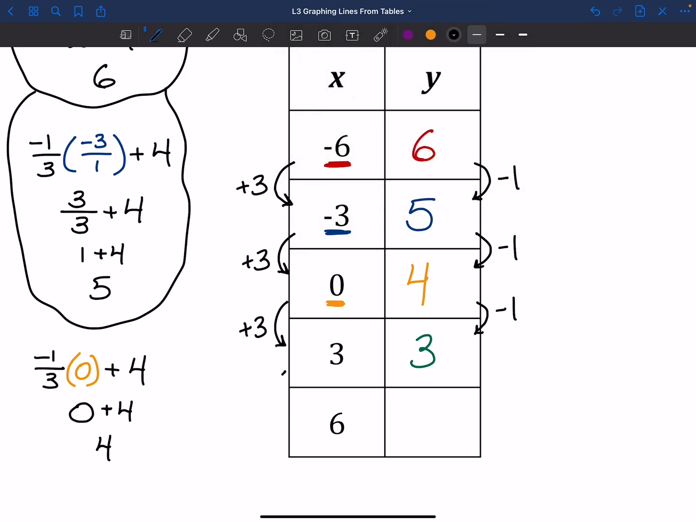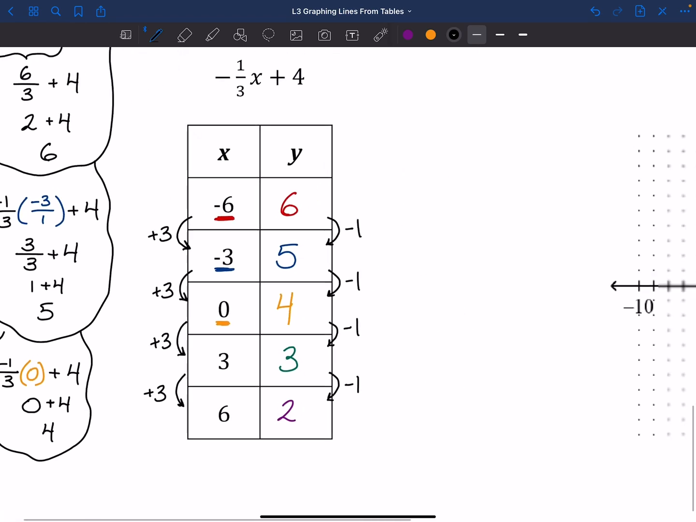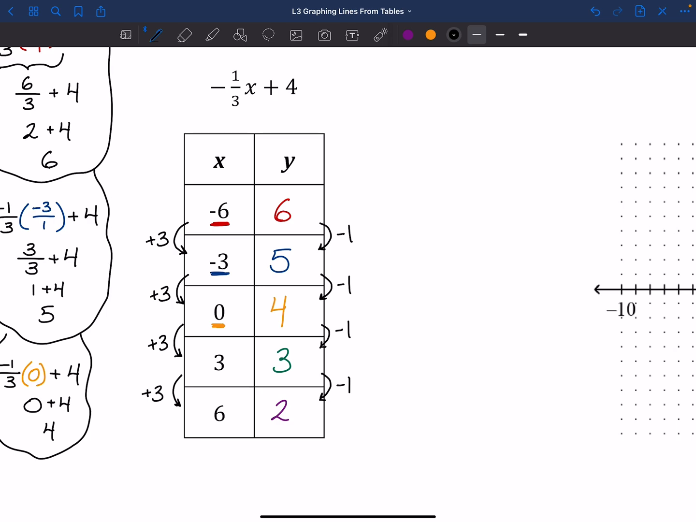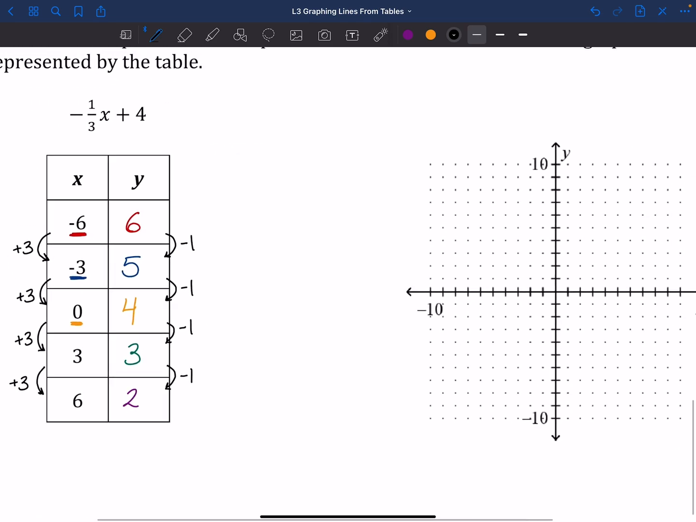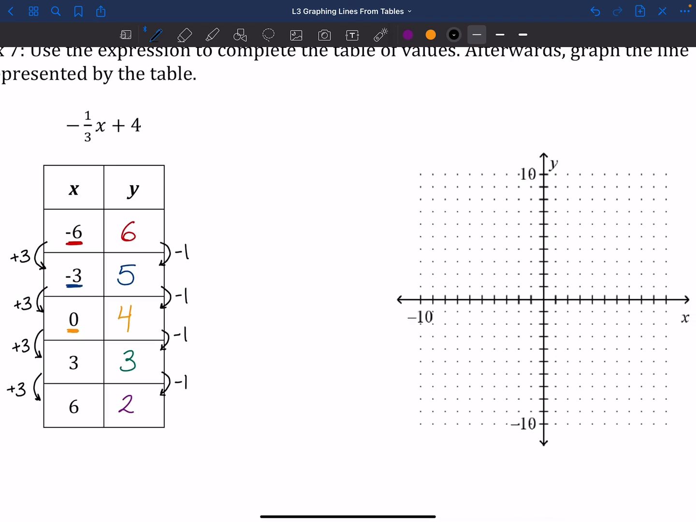Same thing happens here. To go from 3 to 6 on the x's, you're adding 3. That means we're going to do the same thing over here. We're going to take 1 away and go down to 2. If you really wanted to do more math, you'd find that if you plugged all those into that original expression, we'd get 3 and 2 out of those. But if you do find a pattern like that and it changes the same amount every time, feel free to use the pattern.